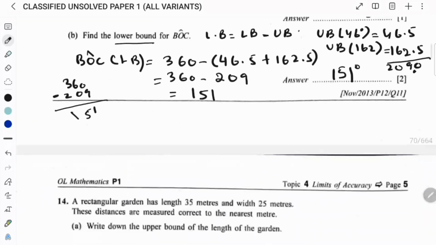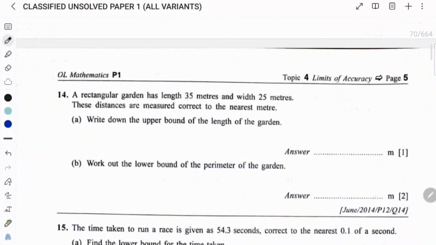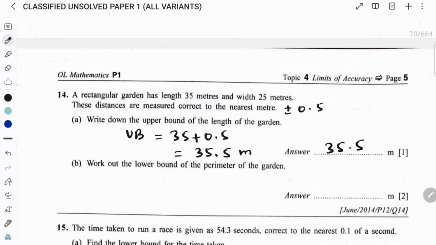Alright, the next question, question 14. The rectangular garden has a length of 35 meters and a width of 25 meters. The distances are measured correct to the nearest meter, which means plus or minus 0.5. Upper bound of the length of the garden: the length is 35, so 35 plus 0.5 is 35.5 meters. Lower bound of the perimeter of the rectangle.